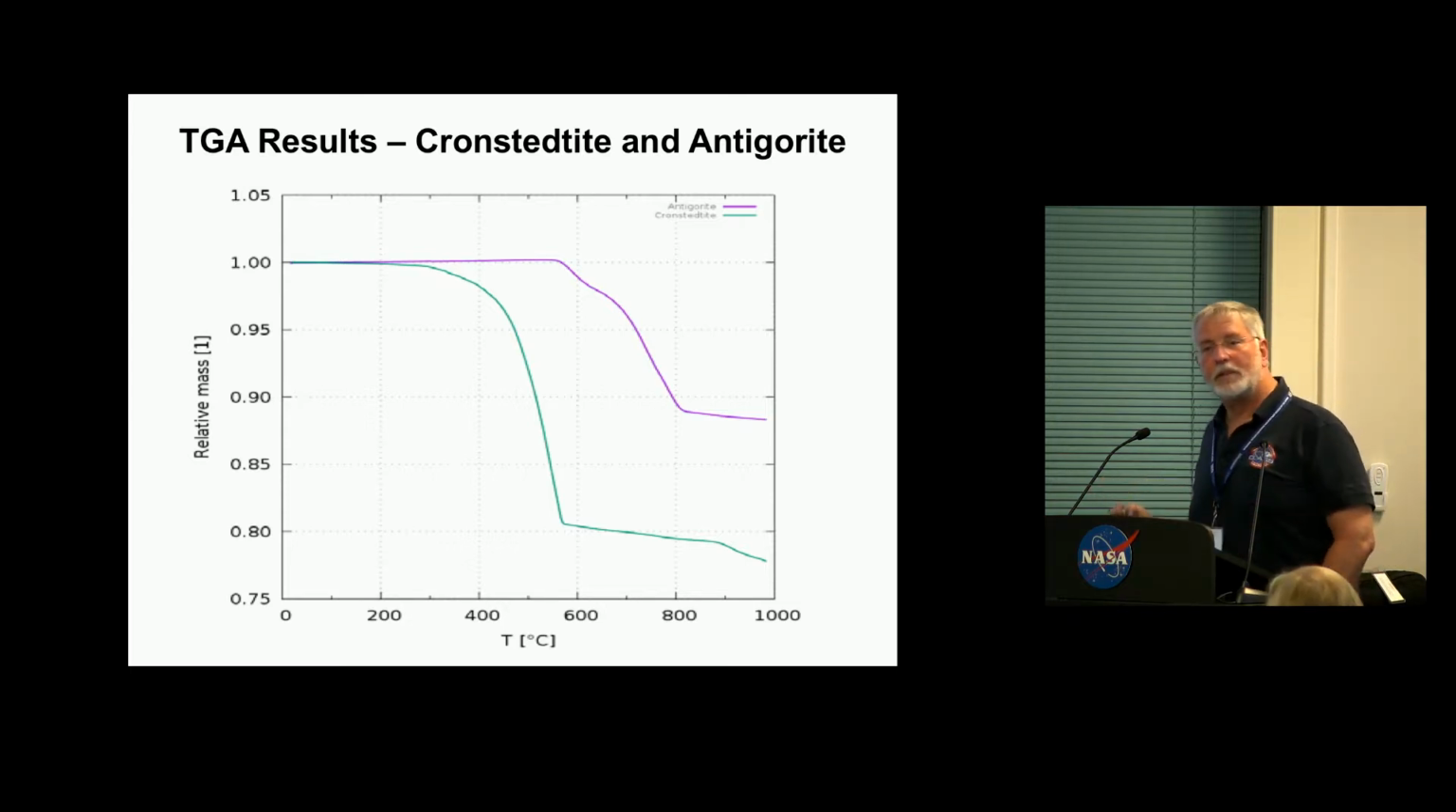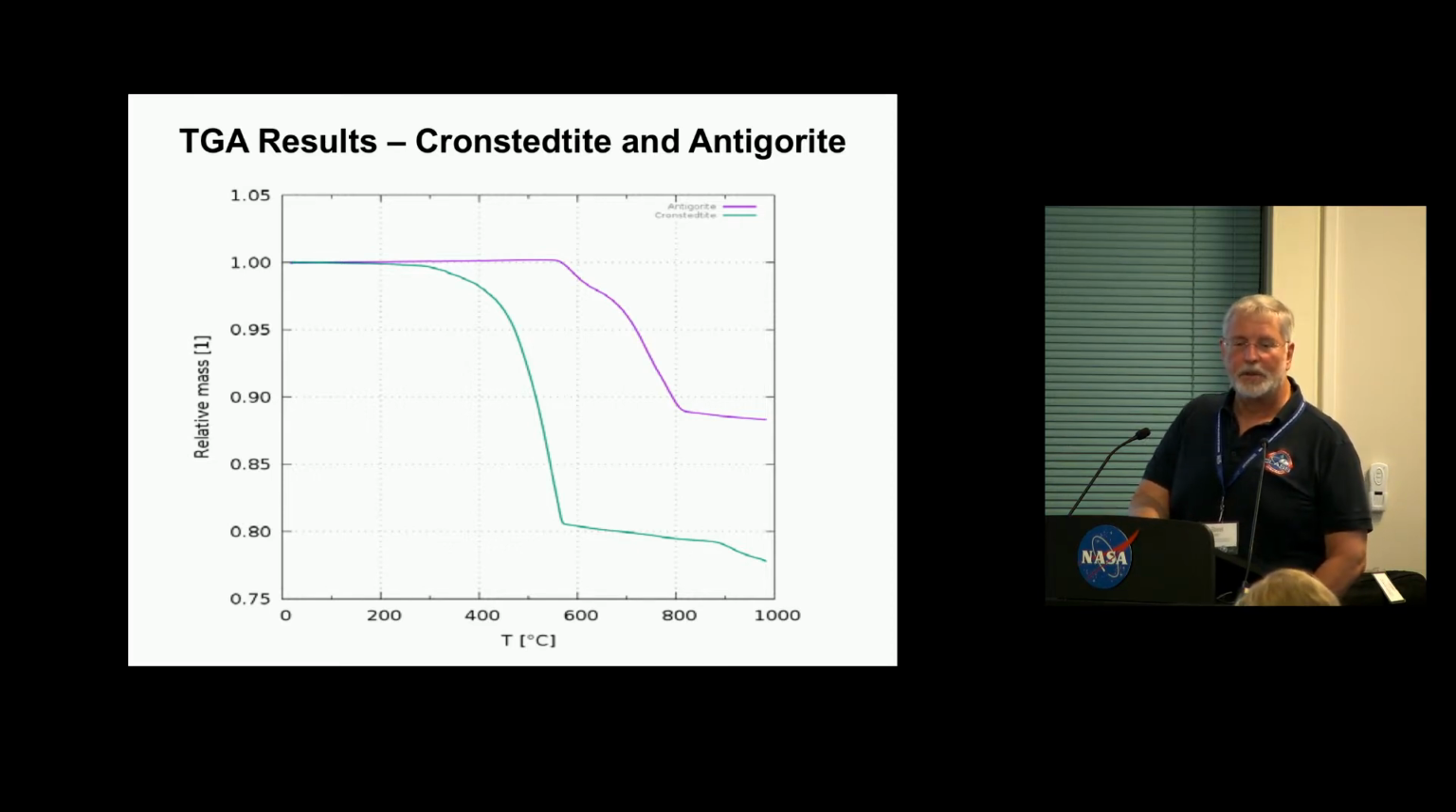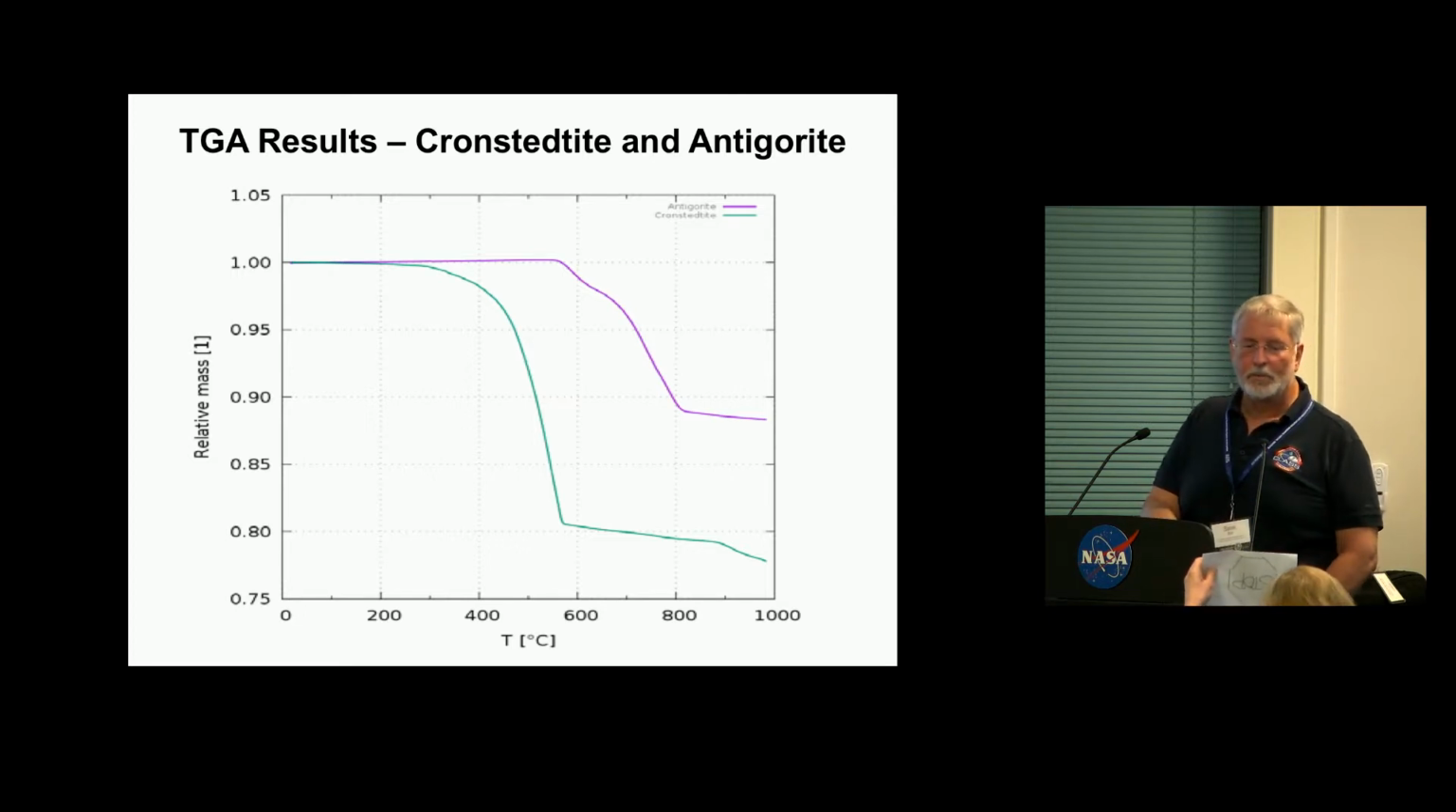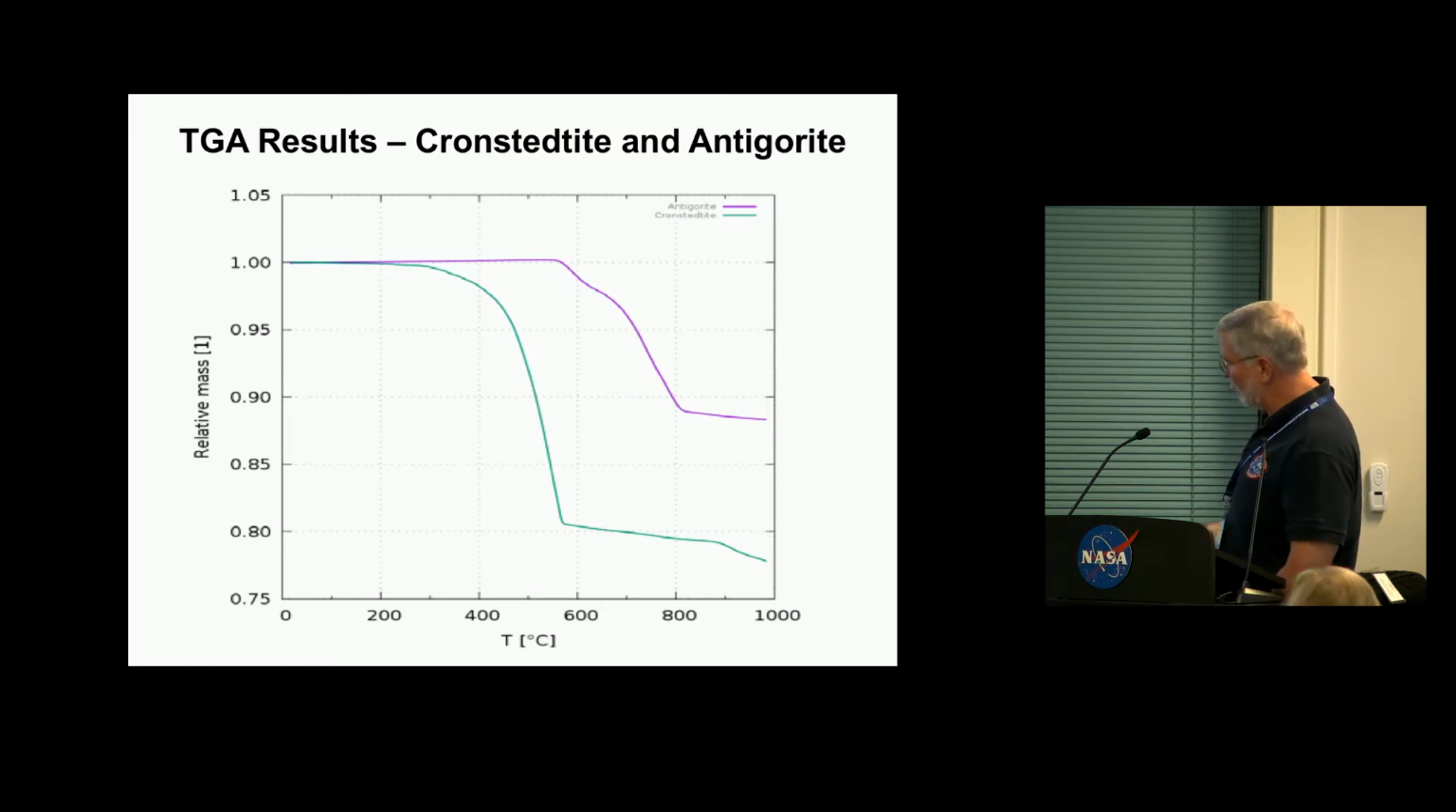So basically same crystal structure. The difference is in the cation that this thing is built around, which is iron versus magnesium. Magnesium polymorphs are a lot more stable.